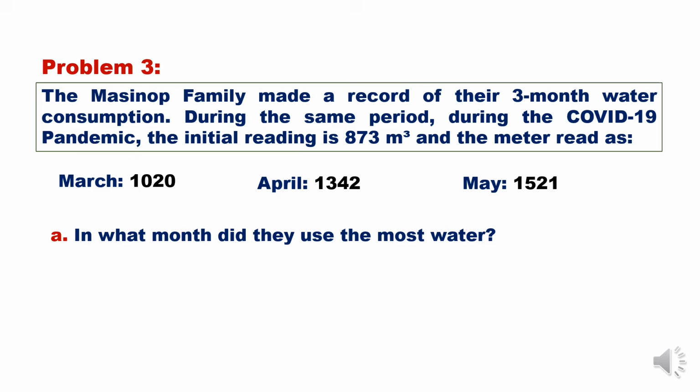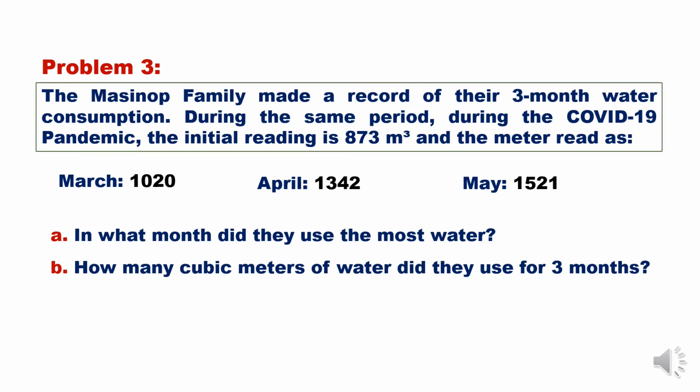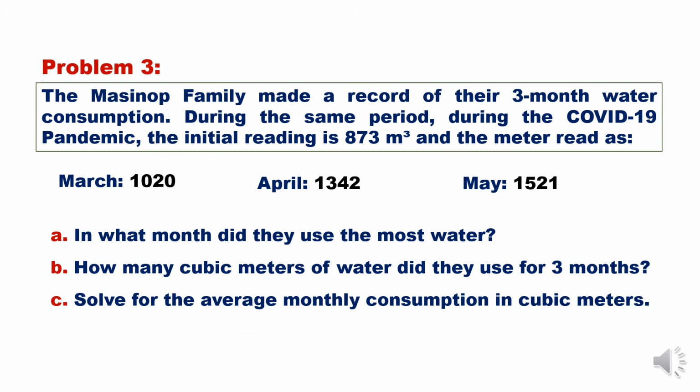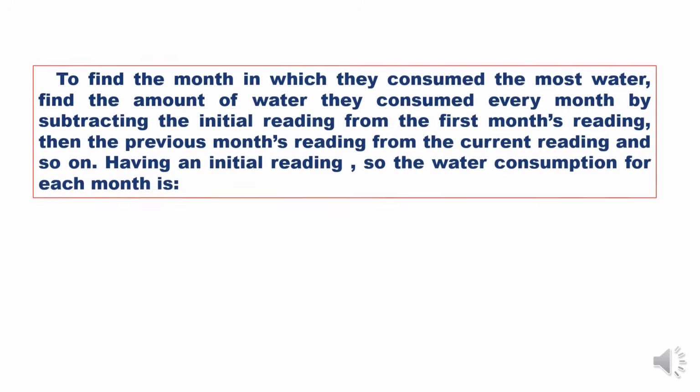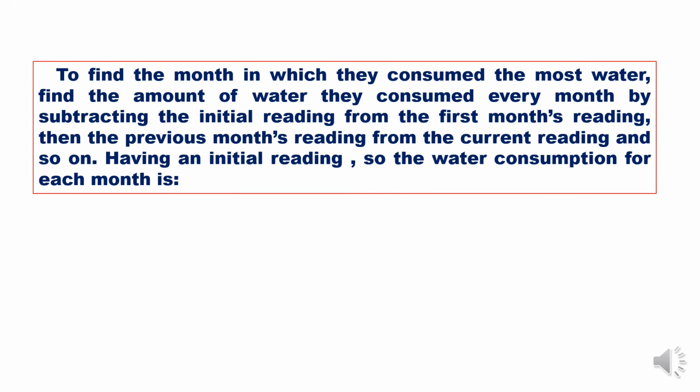did they use the most water? B. How many cubic meters of water did they use for 3 months? C. Solve for the average monthly consumption in cubic meters. To find the month in which they consumed the most water, find the amount of water they consumed each month by subtracting the initial reading from the first month's reading. Then the previous month's reading from the current reading, and so on.